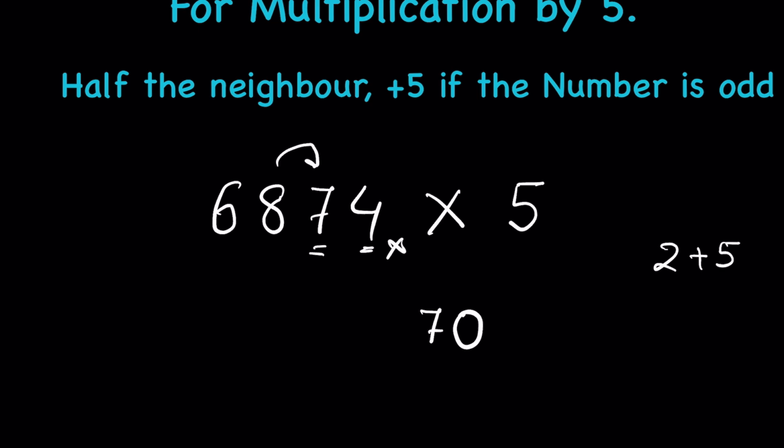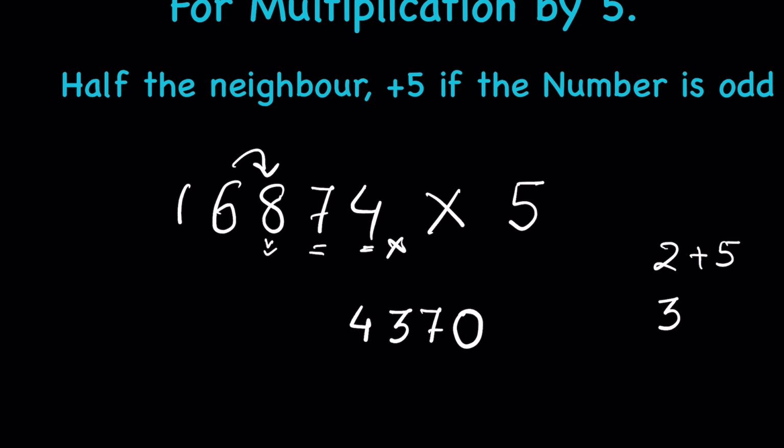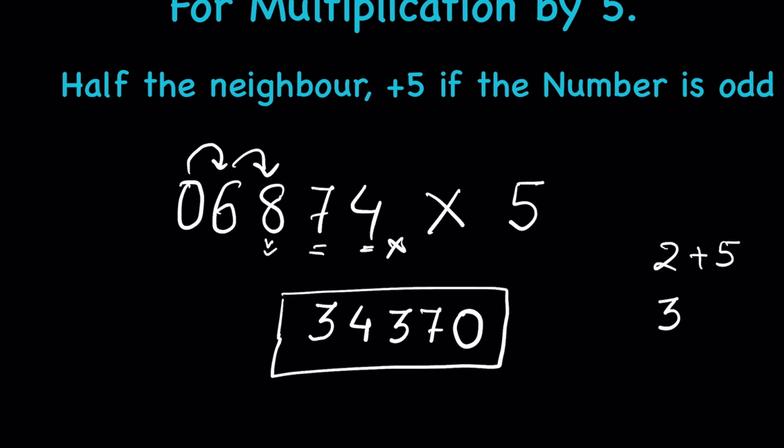Next, the neighbor of 8 is 7. Half of 7 is 3.5. But we take 3. 8 is an even number, so we don't need to add anything. We write 3 here. Then the neighbor of 6 is 8. Half of 8 is 4. And 6 is an even number. So just write 4. Then we write a 0 here. Now the neighbor of 0 is 6. Half of 6 is 3. So the answer is 34370. Let's check it in the calculator.